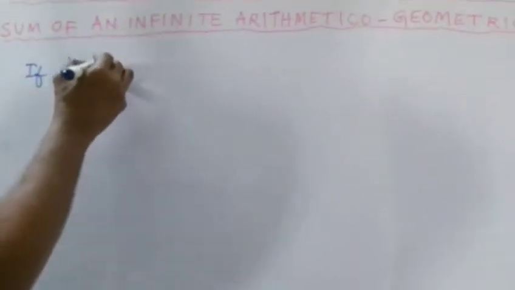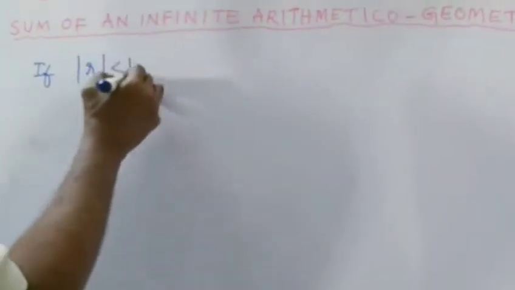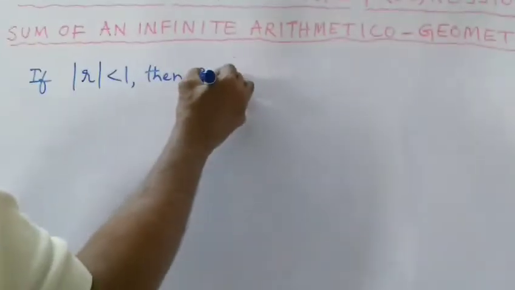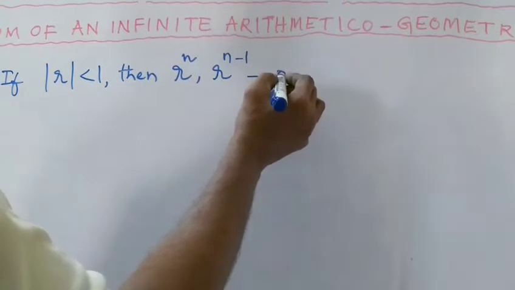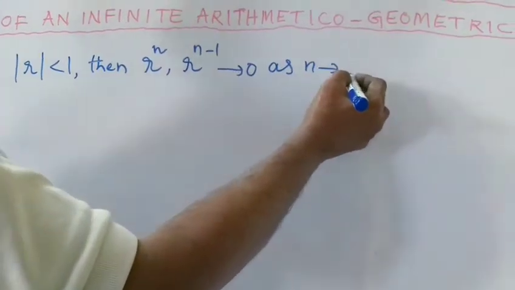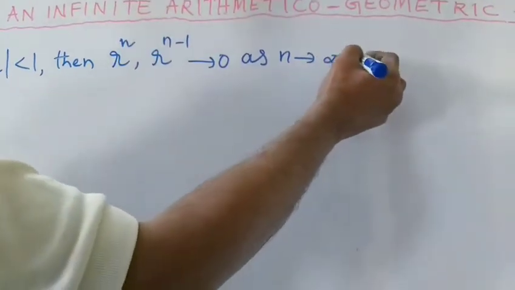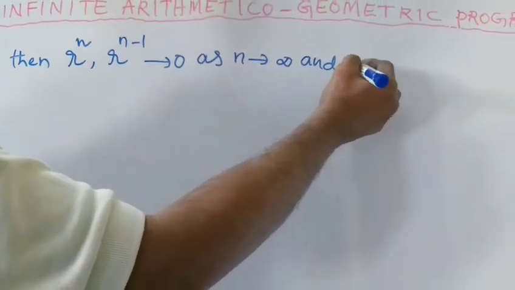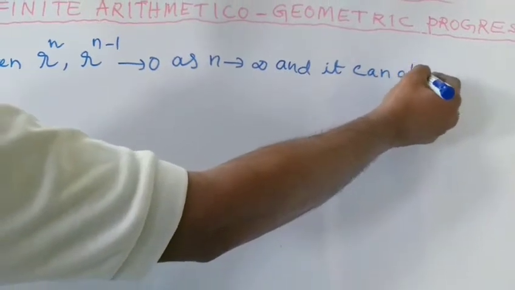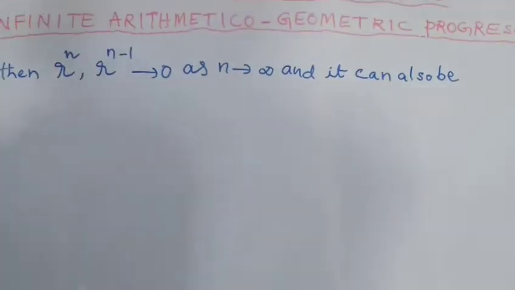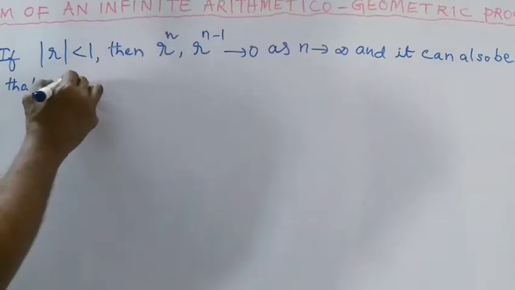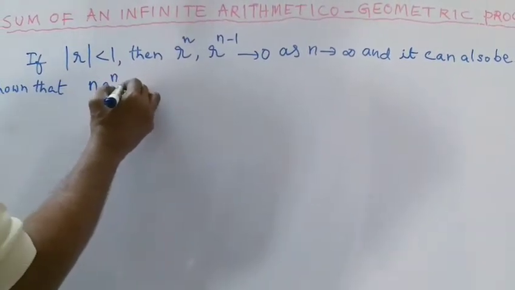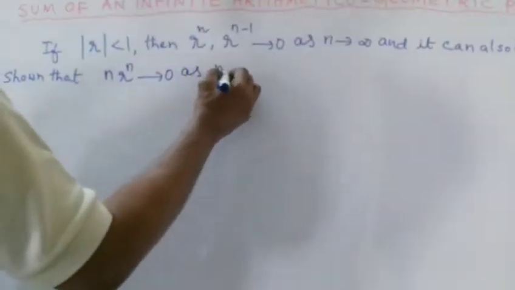If modulus r is less than 1, that means r is the common ratio here, then r to the power of n minus 1 tends to 0 as n tends to infinity, and it can also be shown that n into r to the power of n tends to 0 as n tends to infinity.